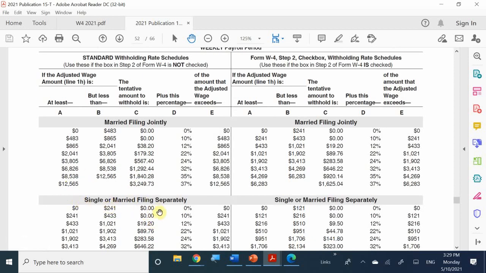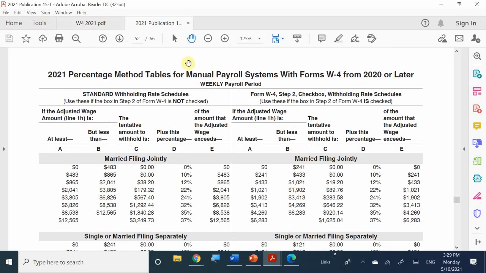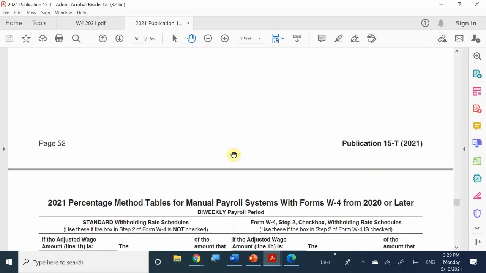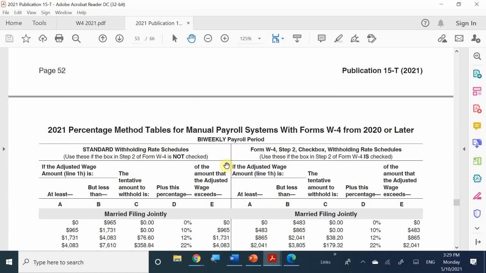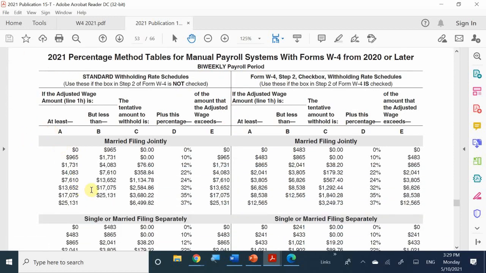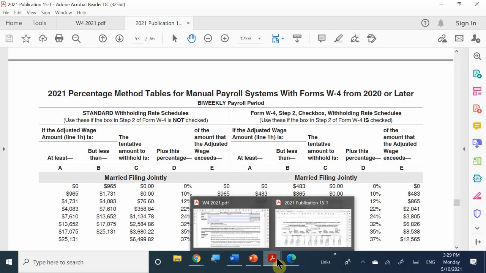Single or married filing separately, right? It's based on the pay period that you're doing it. So again, if you're weekly or bi-weekly, then you're going to be on the next table, okay? Once again, filing status, and it's also determined on how much you make per paycheck, okay? So that's pretty much the gist of what the tax table looks like, and you have to get a new tax table every year for every year that you do manual payroll for, okay?